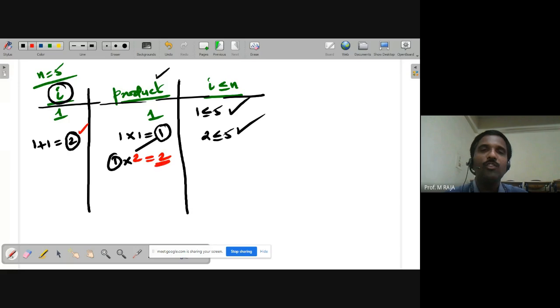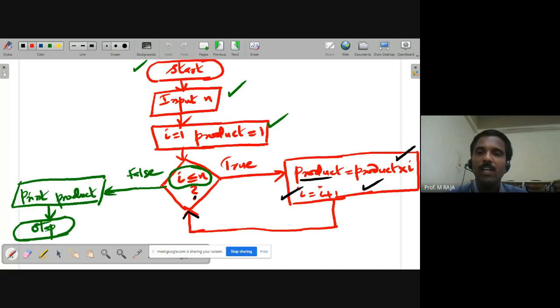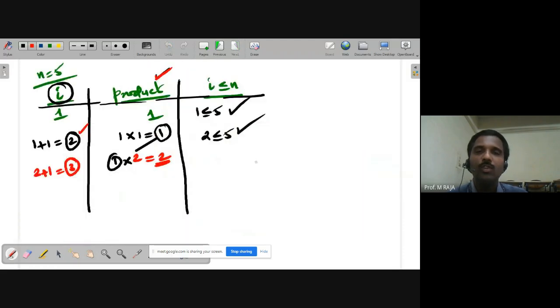This 2 is stored in the variable product. Then I is incremented by 1, I becomes 2 plus 1 is equal to 3. After this increment, I is equal to I plus 1. Check if I less than or equal to n is true. So here the new value 3 less than or equal to 5, condition is true.